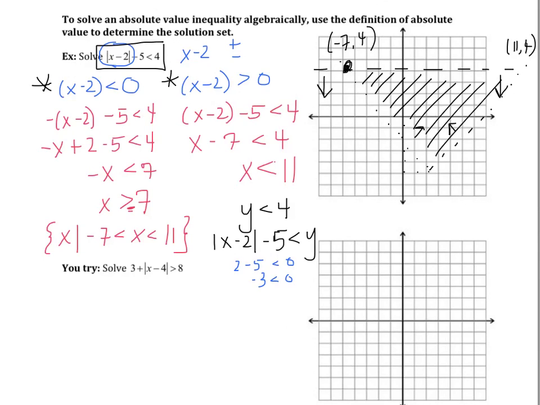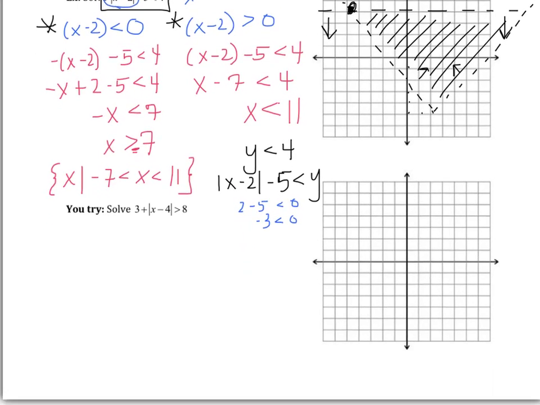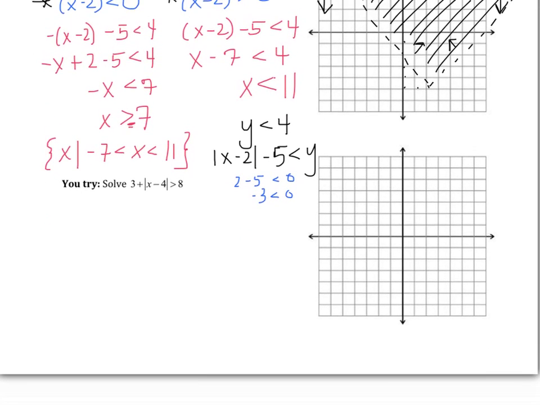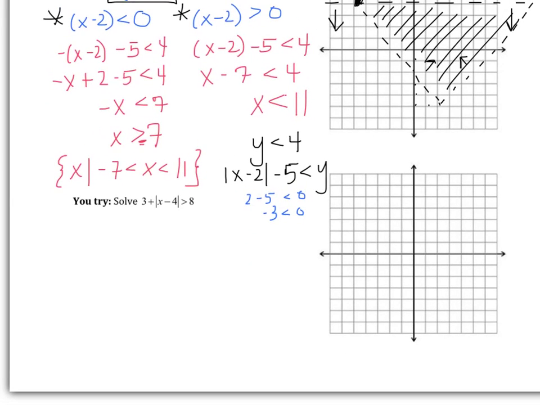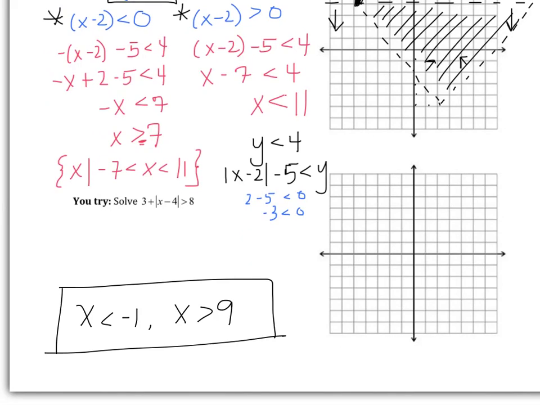So why don't you try this next one? It's the exact same idea. You can solve it algebraically first, and then you can graph it to check your solution. You should get that x is less than negative 1 or x is greater than 9. So that's your algebraic solution, and you should be able to check that graphically as well.